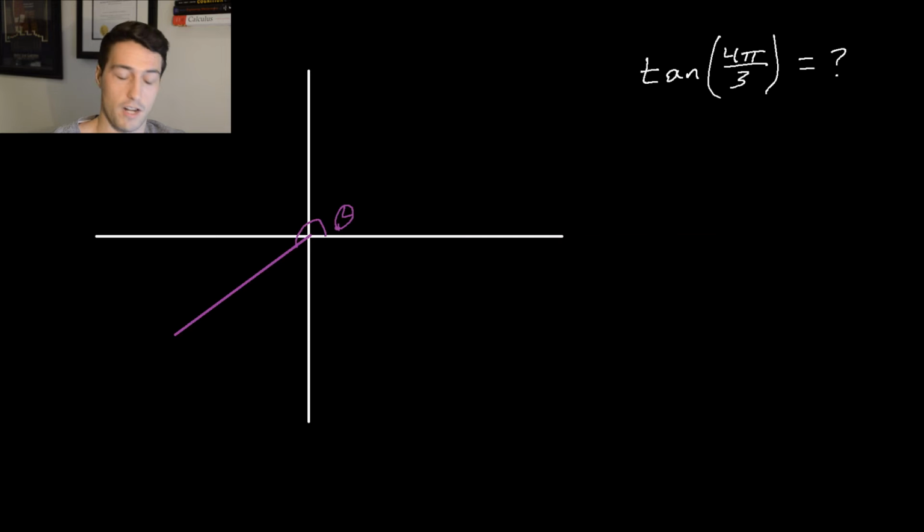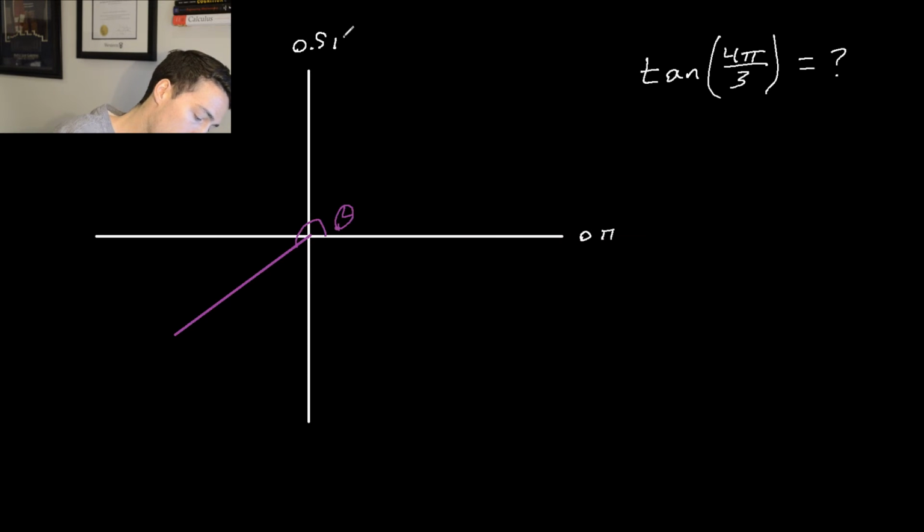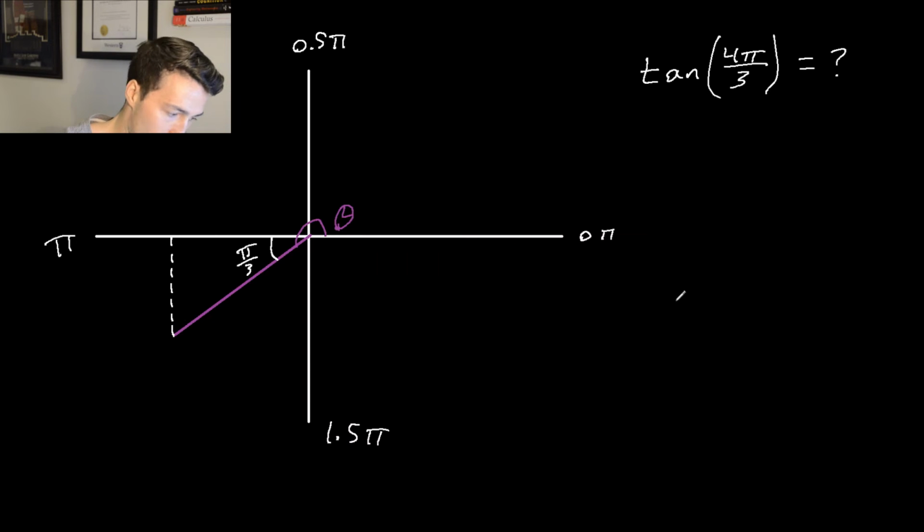Okay, so now we're moving on to another example, that's tan of 4 pi over 3. So here, again, if I rewrite our 0, 0.5 pi, pi, and 1.5 pi as our axes, we can see that 4 pi over 3 is just pi over 3 bigger than pi, so this in here is going to be pi over 3.